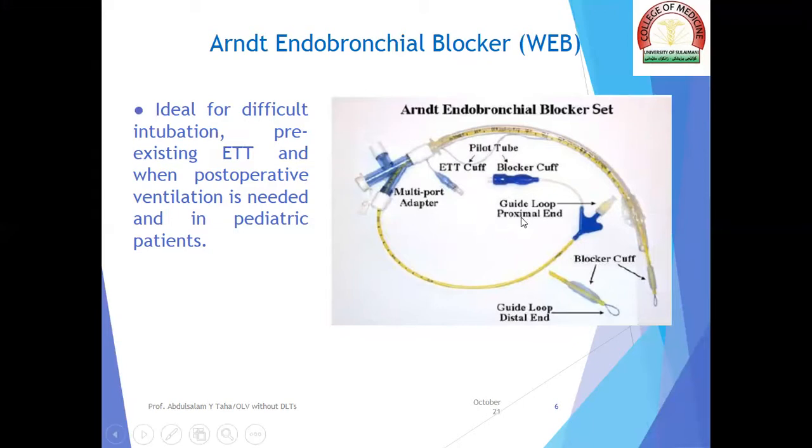And this picture shows the different components of the Arndt endobronchial blocker. There is a multi-port adapter proximally, and this is the conventional endotracheal tube through which the bronchial blocker passes. The bronchial blocker has a proximal end and has a distal end. It has a distal guide loop, which is used to couple the fiber optic bronchoscope.